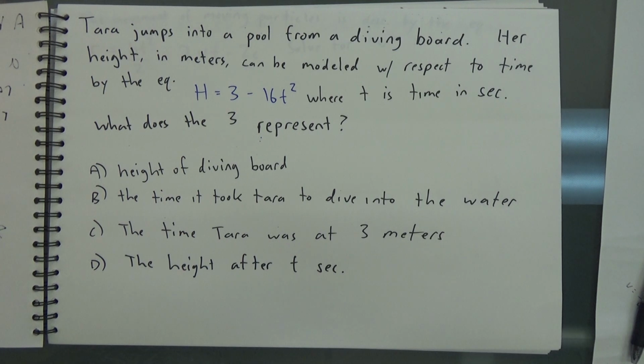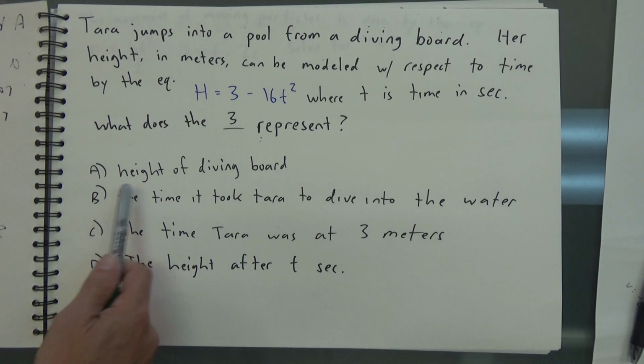Tara jumps into a pool from a diving board. Her height in meters can be modeled with respect to time by the equation h equals 3 minus 16t squared, where t is time in seconds. And they want to know what the number 3 represents. And they give us answer choices.